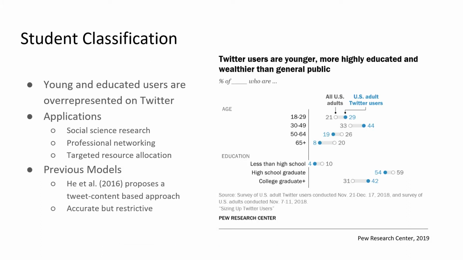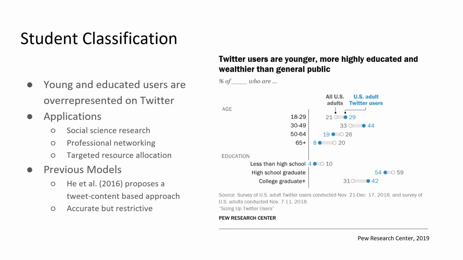In this project, we looked at classifying students on Twitter. This demographic is important because young and educated users are overrepresented on the platform, as shown in the figure on the right. Some applications of a student classifier are: 1. Social science research, looking at the impact of an academic environment on online behaviors. 2. Professional networking, for example, helping students locate professional mentors or other students with similar interests. Or 3. Targeted resource allocation, pointing students towards educational or professional resources online.